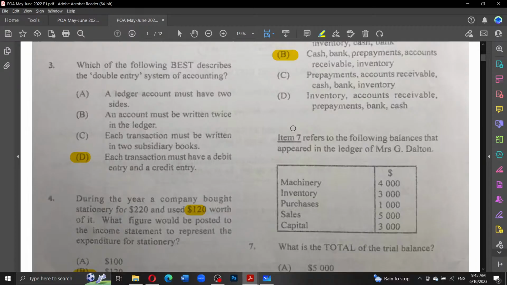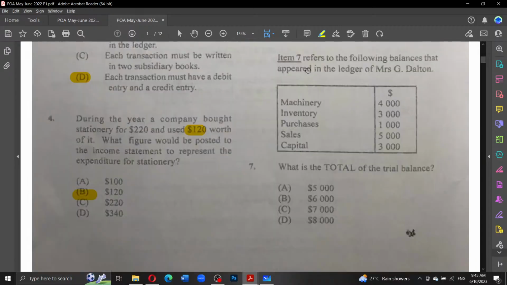Number 7. Item 7 refers to the following balances that appear in the ledger of Mistress G. Dalton. We have 5 items here that ask what is the total of the trial balance. So we have to identify the items that will be on the debit side and the items on the credit side. Machinery is an asset, so this will be debit. Inventory is another asset, which will be debit as well. Purchases by nature is a debit value, and sales are credit values. If you add, 4 plus 3 plus 1 will be 8,000, and here we also have 8,000.